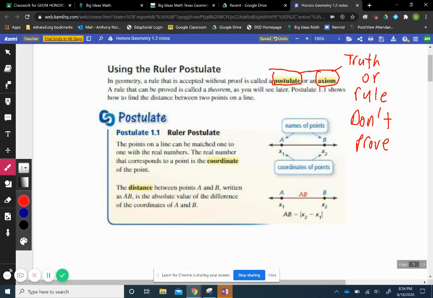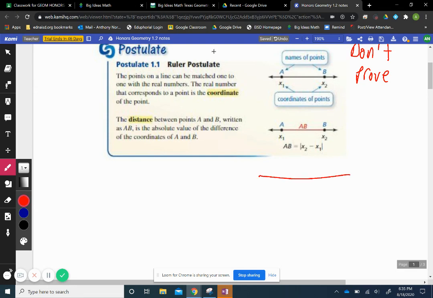So on to the ruler postulate. The points on a line can be matched 1 to 1 with the real numbers. What does that mean? It's this thing. It's a number line. So we can draw points on a number line. That's what it means when it says it corresponds to a point. That means it can be matched 1 to 1 with real numbers.